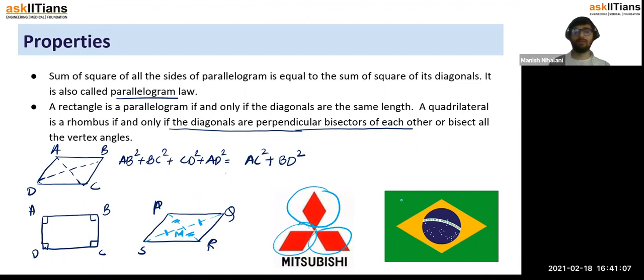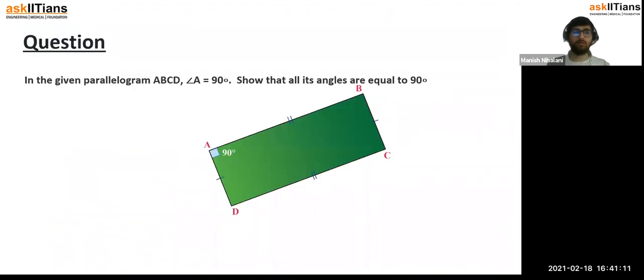So these are various things which we need to know. Now let's try to solve this question. It says in a given parallelogram ABCD, so if it's a parallelogram, it will follow all the properties of parallelogram. If in a given parallelogram angle A is 90 degree, you have to show that all other angles are 90. We can clearly say that opposite angles of a parallelogram are equal, right? As we discussed in the property.